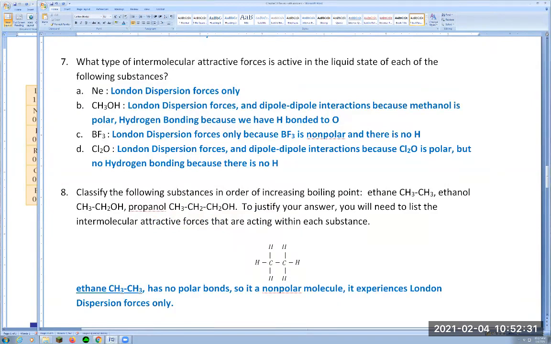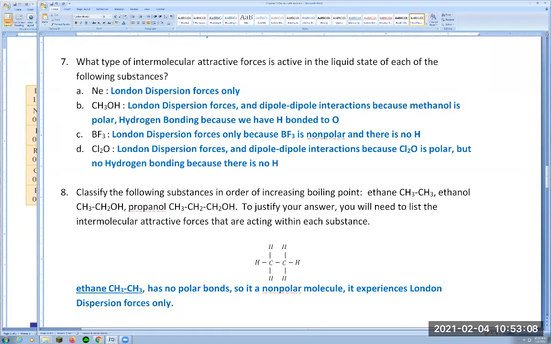So as a non-polar molecule, what are the intermolecular attractive forces that it experiences? Well, it will be only London dispersion forces, because as a non-polar molecule, it cannot experience dipole-dipole interactions. And the hydrogens here are not bonded to oxygen, fluorine, or nitrogen. So they cannot have hydrogen bonding either, right? So this molecule only experiences London dispersion forces.